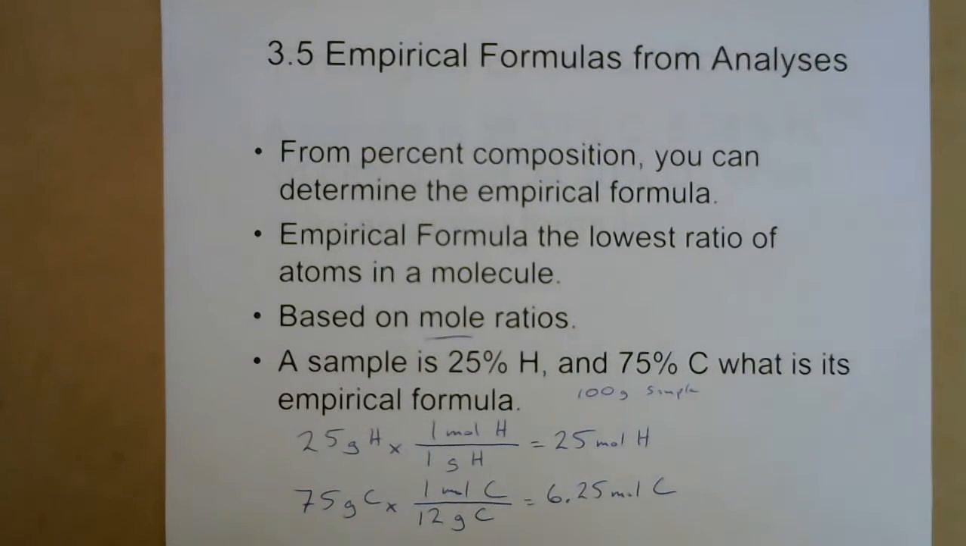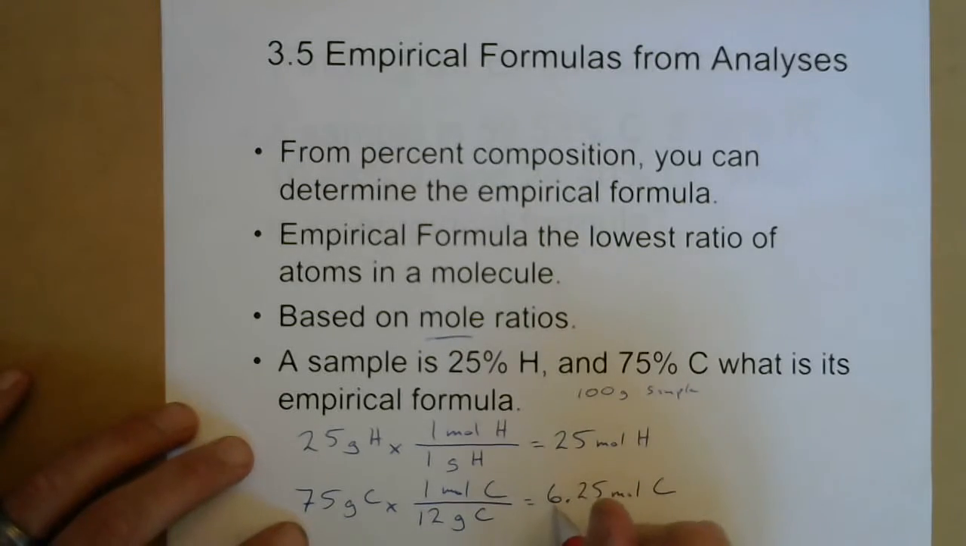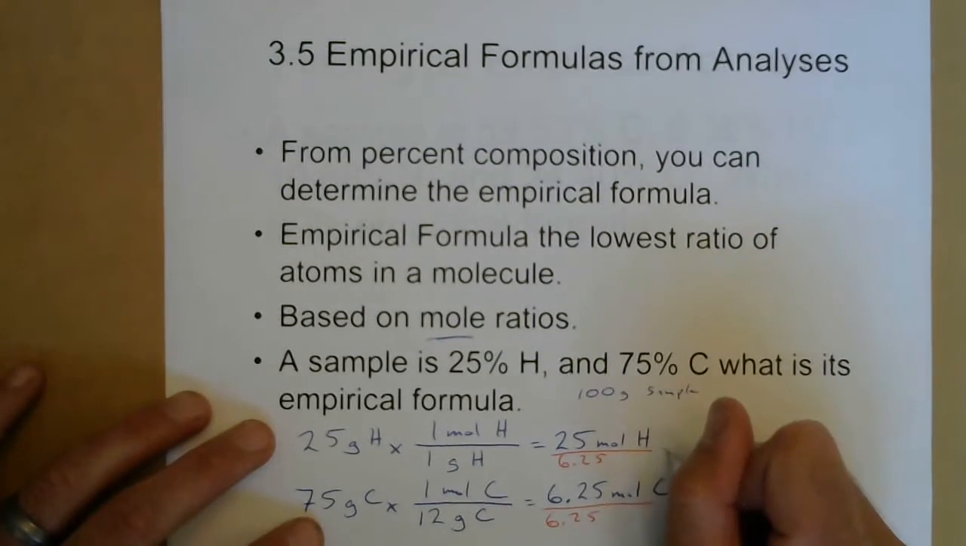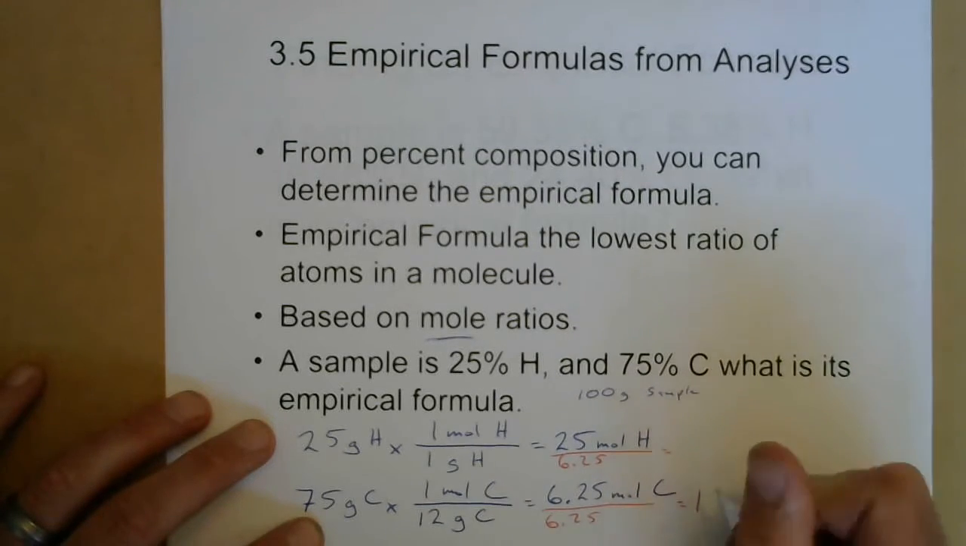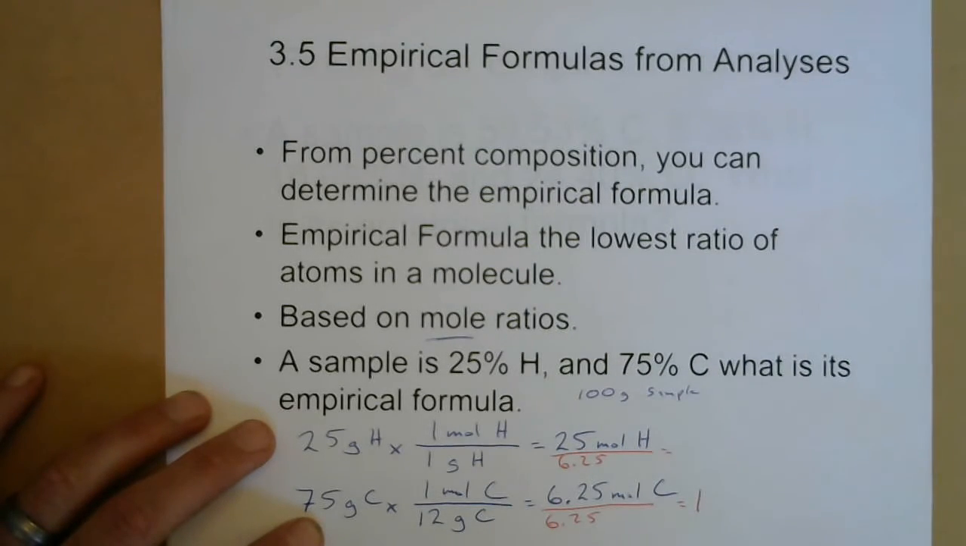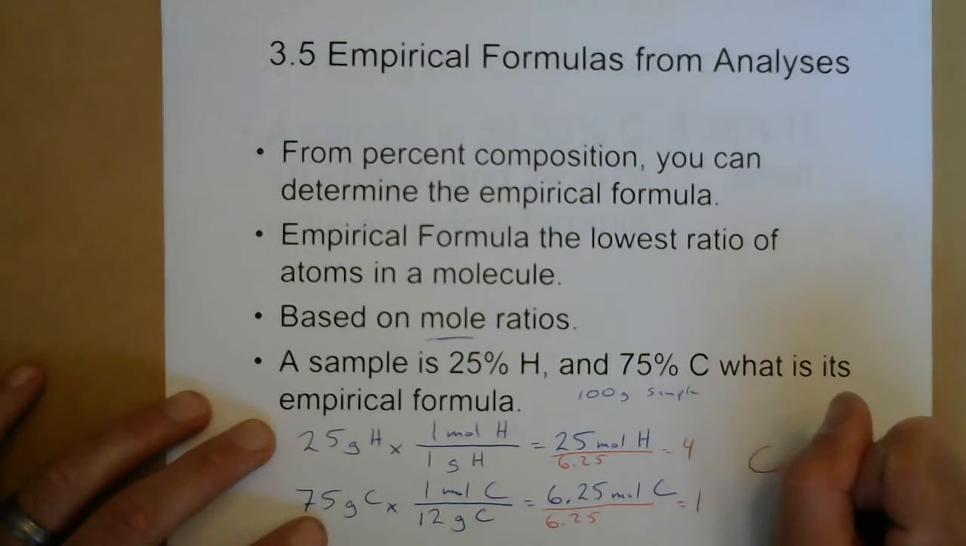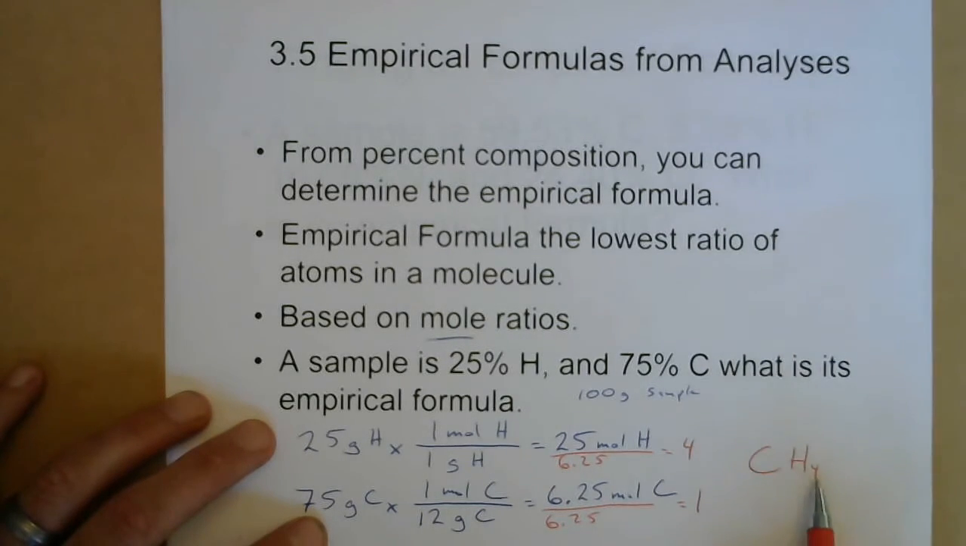Now what we need to do is find the ratio between the two. The easiest way to do this is to divide by the smallest number. So out of 25 and 6.25, 6.25 is the smaller number. Okay, so dividing them both by the same thing or multiplying both by the same thing keeps the ratio the same, but maybe it will help us to simplify a bit. So this gives us 1, and 25 divided by 6.25, this gives us 4. So it got us into whole number ratios, 4 to 1. So our formula is CH4. There's 4 hydrogens for each carbon in this compound.